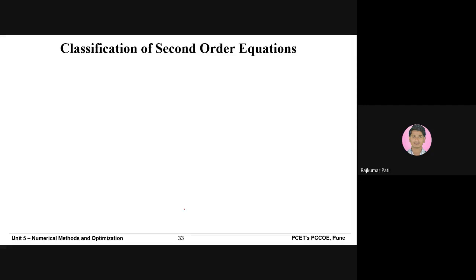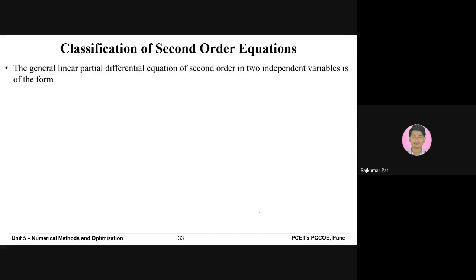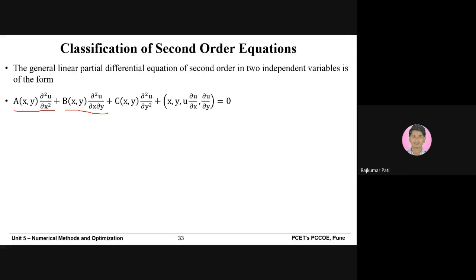Now we will see classification of second order equations. So the general linear partial differential equation of second order in two independent variables is in the form of A(x,y) ∂²u/∂x² plus B(x,y) ∂²u/∂x∂y plus C(x,y) ∂²u/∂y² plus a function of x, y, u, ∂u/∂x, ∂u/∂y.